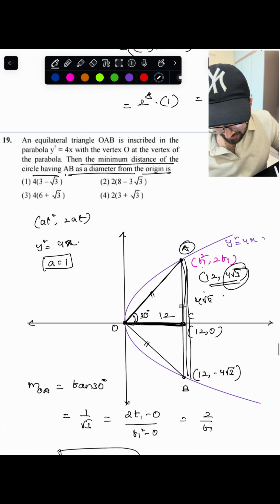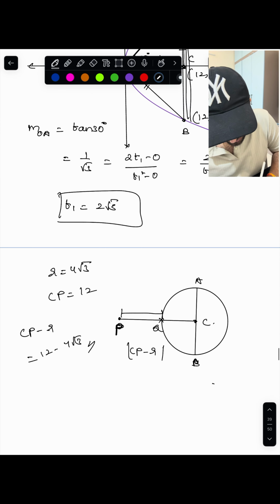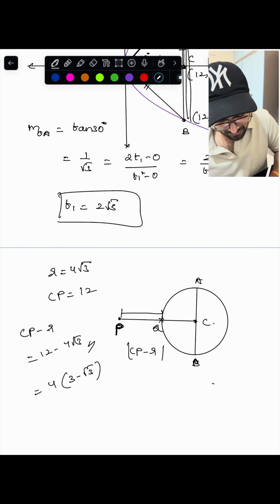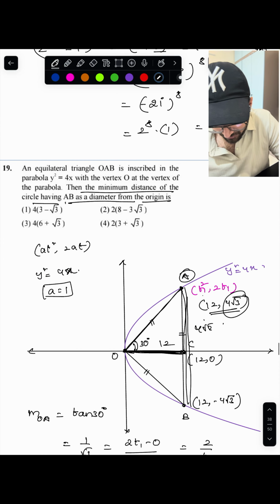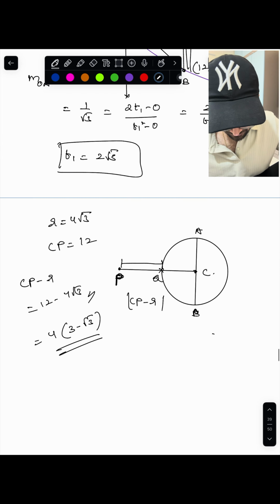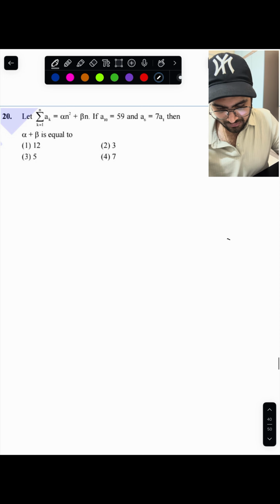Very simple question. 12 minus 4 root 3, you can take 4 common: 4 times (3 minus root 3). Check the option. Yeah, first option. Then 4 times (3 minus root 3) is the answer. Next, 20th question. What can we do here?